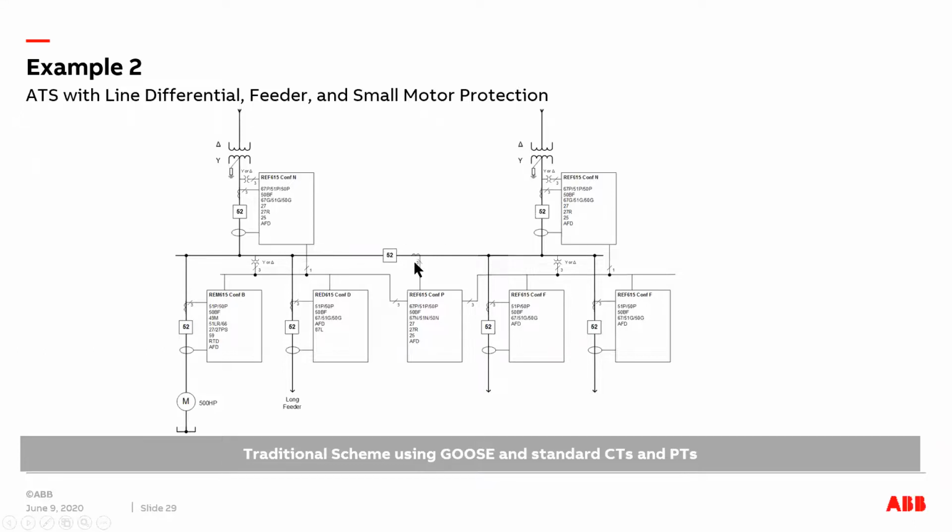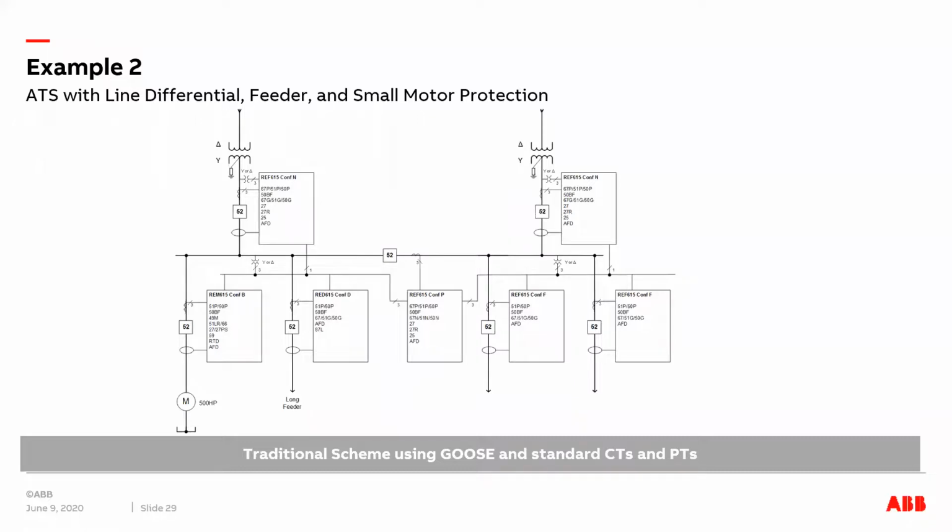And in the case of the tiebreaker, again, we need a sync check functionality here. And we have a version called REF615 configuration P, which can be used for the tiebreaker application. It has 25 at the same time as other standard protection. So it has input from both voltages, both from bus A and bus B. And for feeder application, we can use a configuration B or a configuration F, depending on the case.